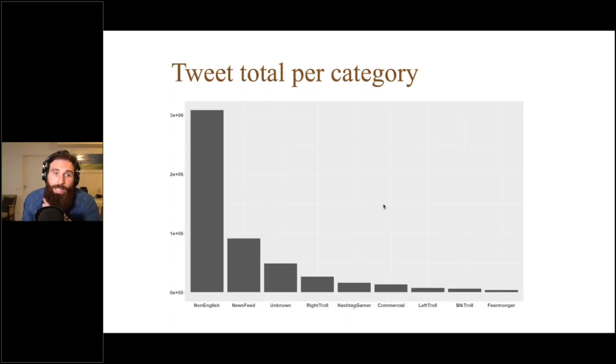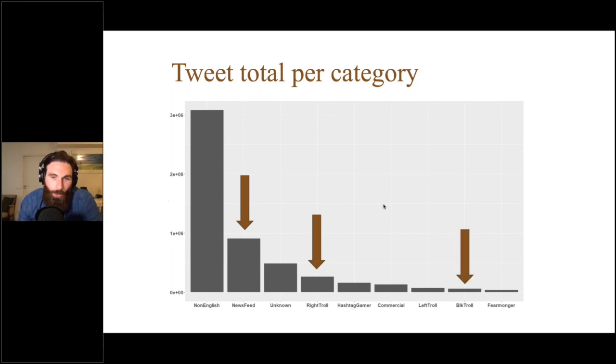Because if we look at the tweets that the IRA accounts actually sent, we'll see that the most were non-English, followed by these sort of fake news accounts, and then people impersonating right-wing Americans. So this is where the most tweets were coming from.